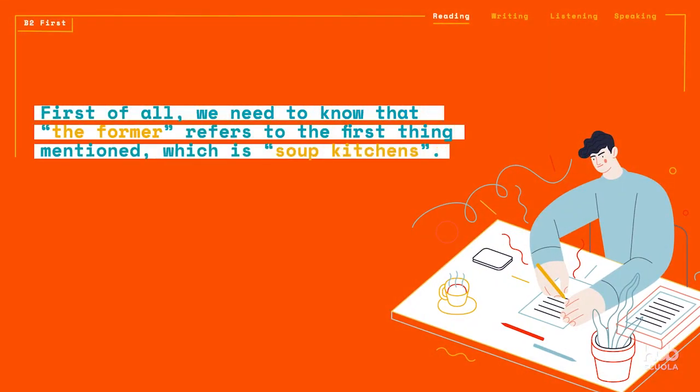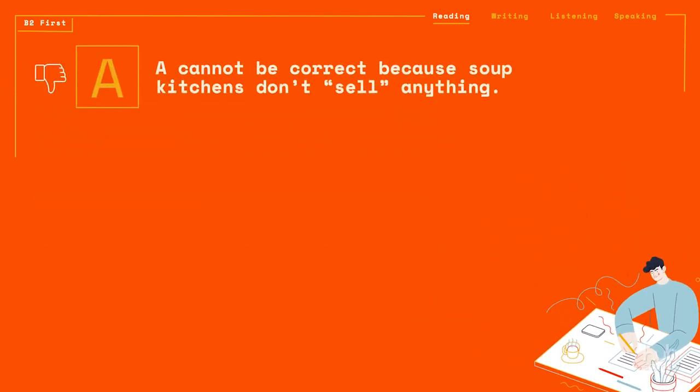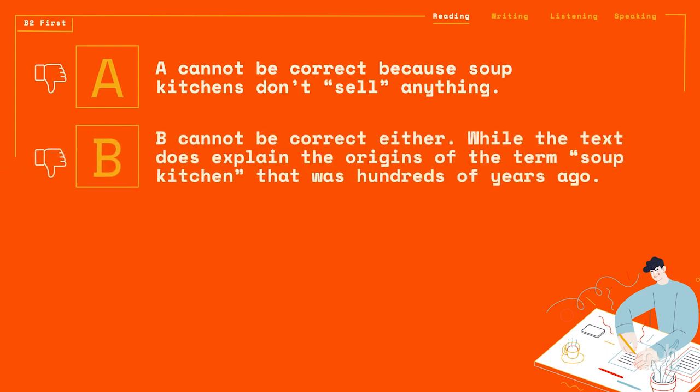First of all, we need to know that the former refers to the first thing mentioned, which is soup kitchens. The first thing the text mentions about soup kitchens is that they provide people with a free meal. So we know A cannot be correct because soup kitchens don't sell anything. B cannot be correct either.